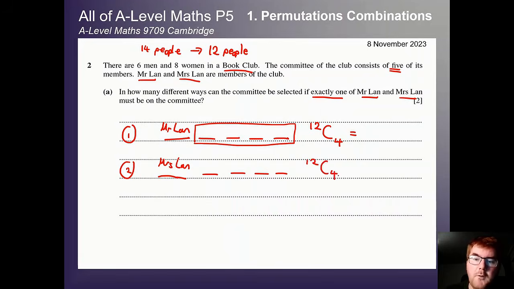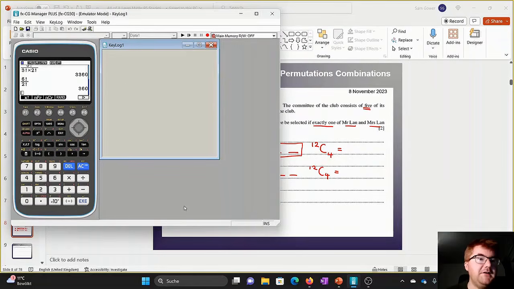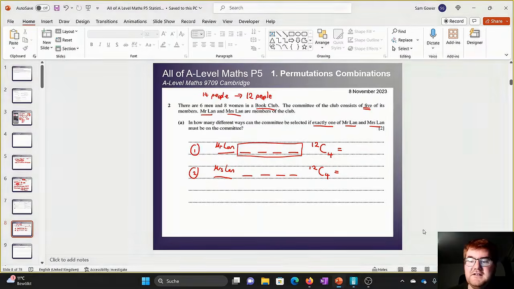So now I'm going to show you how to use the calculator to work out this 12 choose 4, choosing 4 people from a collection of 12 people. Okay, so we're going to use this button here, the nCr button. So we go 12, and then we click on F3 to give us the C4, and then it will tell us the answer here of 495.